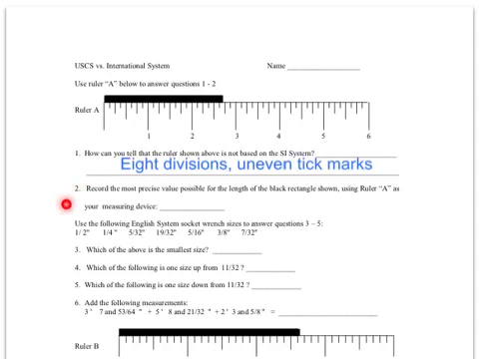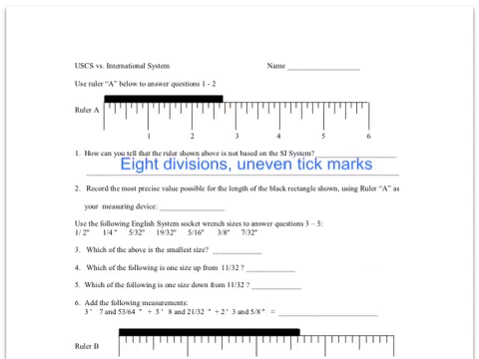Now, for number 2, what we want to do is record the most precise value. So the trick is, I know it's more than 2, I know it's less than 3. With a USCS ruler, I have to decide what the divisions are, and since there's a total of 8 divisions, I'm counting by eighths. So I notice that this is 1, 2, 3, 4. It's a little over 5/8, but it's not quite to 6/8.